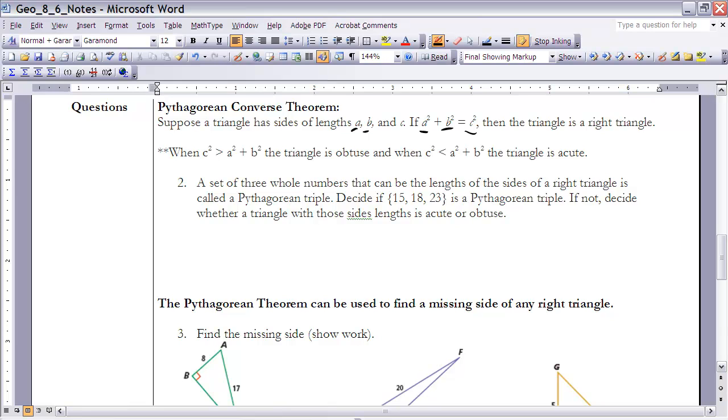Now, if when I take a squared plus b squared, c squared is greater than that, then I know my triangle is obtuse. And if c squared is less than a squared plus b squared, then I know it's acute.